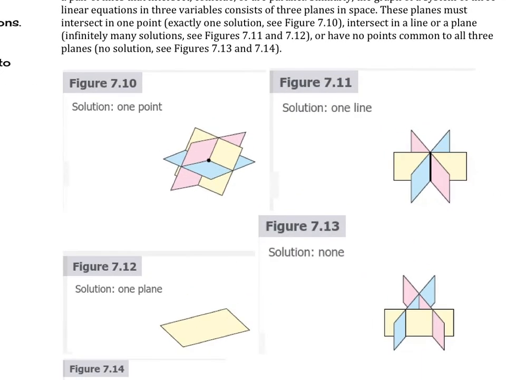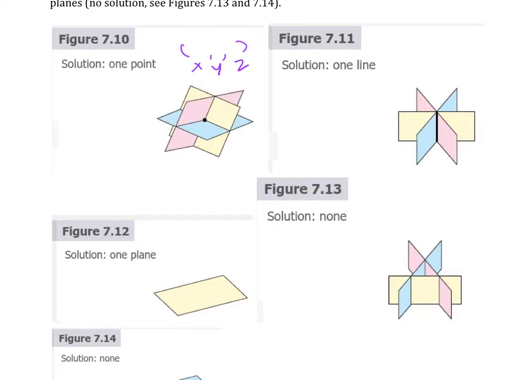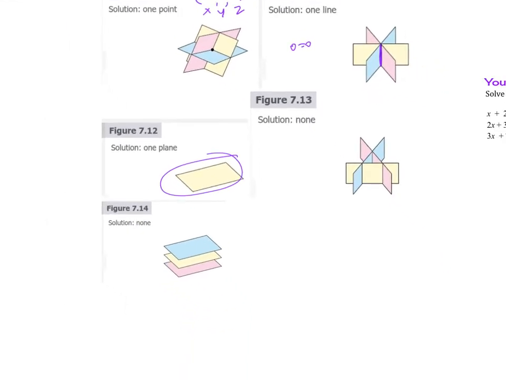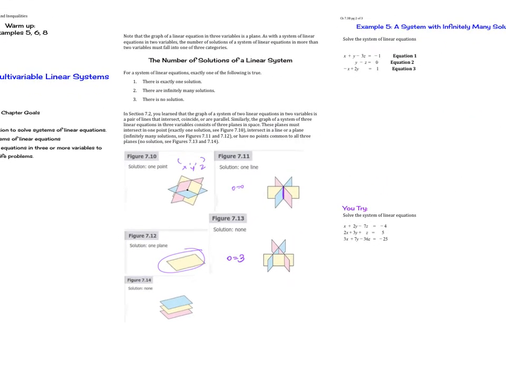Okay, so again, 710 is 1 point. We get an ordered triplet, so we get our x, y, z, as we did in our previous lesson. Then we have infinitely many solutions, which could be one line, when you get a true statement like 0 equals 0, or one plane. And then no solution, where we get an untrue statement, which is an example we did yesterday, like 0 equals 3. Same thing for 714. Okay, so no solutions. So that's what a system with 3 variables looks like.